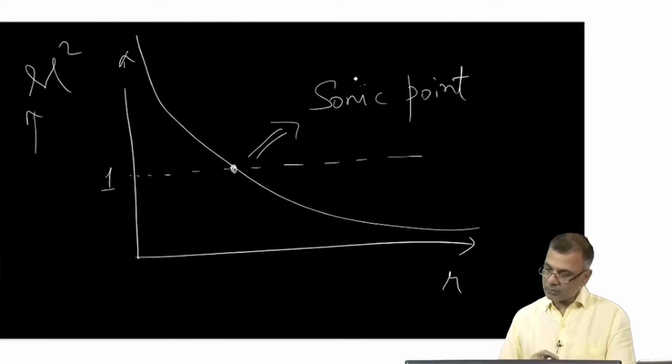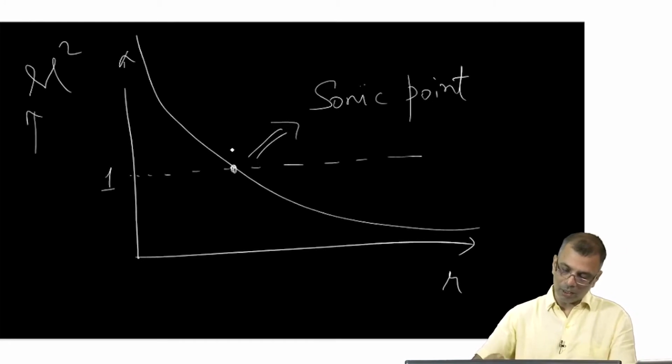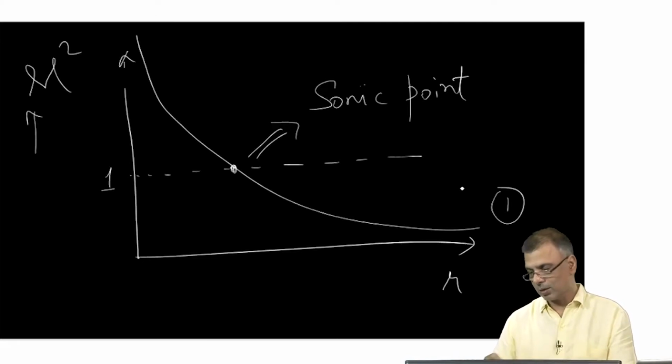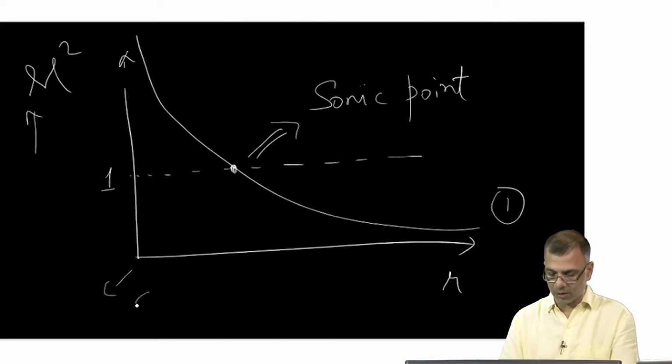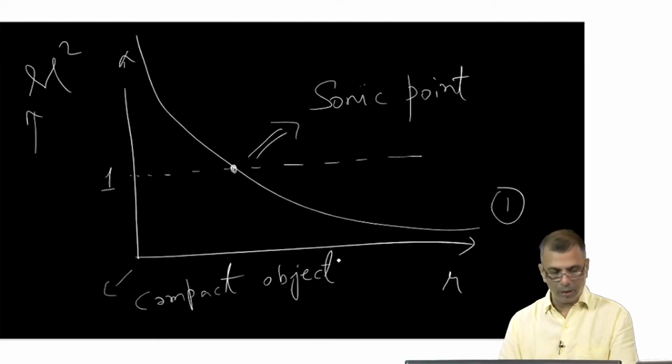So this is the situation we are considering. Not this kind of curve, but this kind of curve. This would be solutions of the kind 1, solutions that start out subsonic very far away. So the Mach number is significantly less than 1 very far away. It accretes, it passes through the sonic point, and it becomes supersonic as it approaches the compact object. The compact object is sitting somewhere here, enabling accretion, causing this accretion to happen.